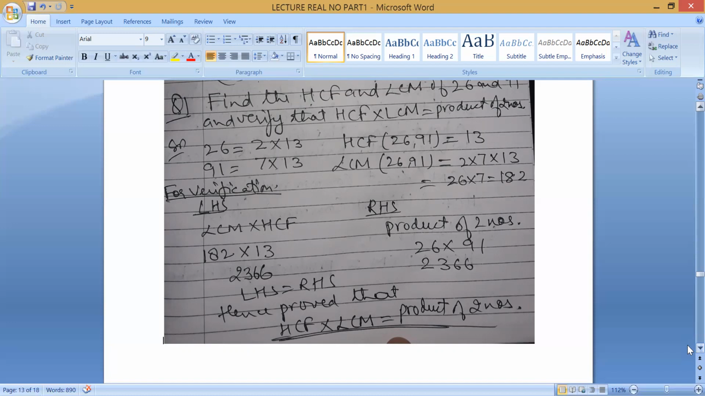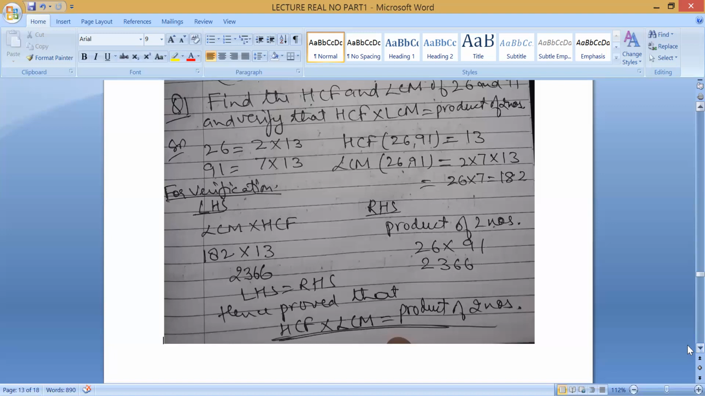Now you have to verify that. For verification, I have written LHS and RHS. LHS is LCM into HCF, and RHS is the product of two numbers. Here 182 is the LCM and HCF is 13, so 182 multiplied by 13, you will get 2366. You can check this multiplication, that is, whether you are getting 2366 or not.